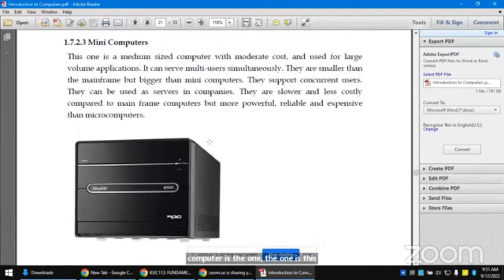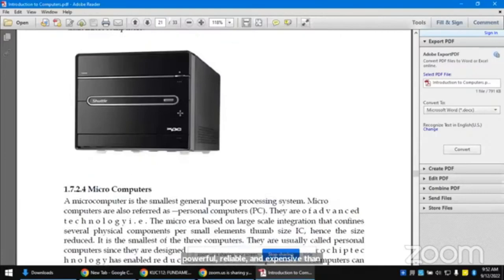This one is a medium-sized computer with moderate cost and used for large volume application. It can serve multi-users simultaneously. They are smaller than the mainframe, but bigger than microcomputers. These minicomputers support concurrent users. They can be used as servers in companies. They are slower and less costly compared to mainframe computers, but more powerful, reliable, and expensive than microcomputers.